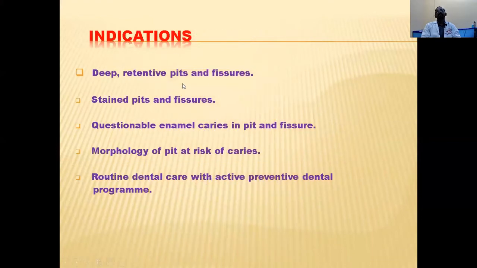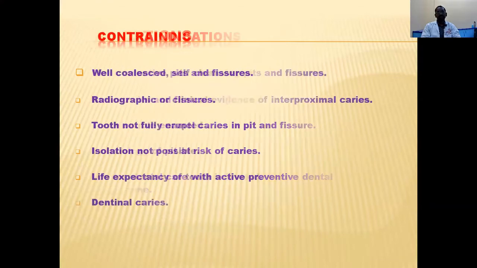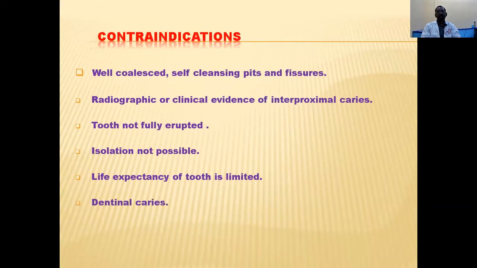These are the other indications where pit and fissure sealants are indicated: deep retentive pits and fissures, stained pits and fissures, questionable enamel caries in pits and fissures, morphology of pits at risk of caries, and routine dental care with an active preventive dental program. Contraindications are well coalesced, self-cleansing pits and fissures, radiographic or clinical evidence of interproximal caries, tooth not fully erupted, isolation not possible, life expectancy of the tooth is limited, and also in dental caries.